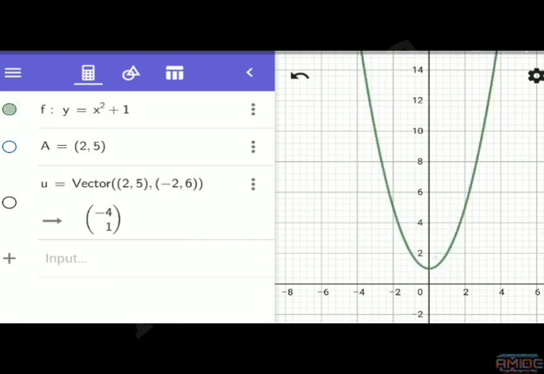The green marked parabolic figure is the graph of x square plus 1. It is our level curve. And now we have to plot the gradient vector at the point A, which is given by 2,5.